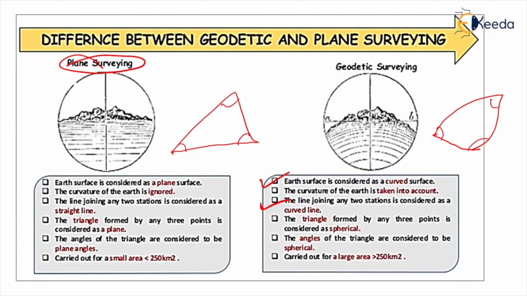Next, this is the important point, plane surveying is carried out for a small area, having area less than 250 km². While the geodetic survey is carried out for large areas having areas more than 250 km². So this is the main difference between the two of these.